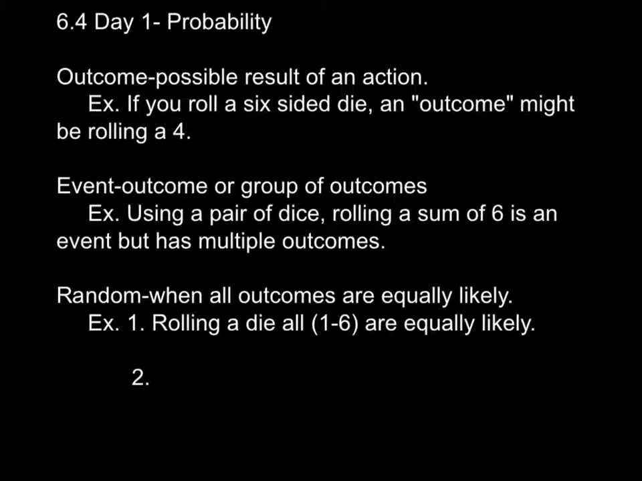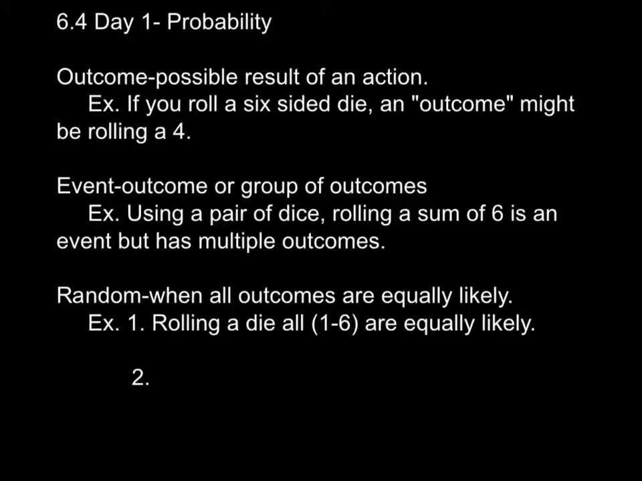Outcome is the possible result of your action. So for an example, if you roll a 6-sided die or a dice, an outcome might be rolling a 4. Then you try rolling it again. Your next outcome was maybe rolling a 6. Okay, so outcome is just what happened. What was the result of you doing an action?